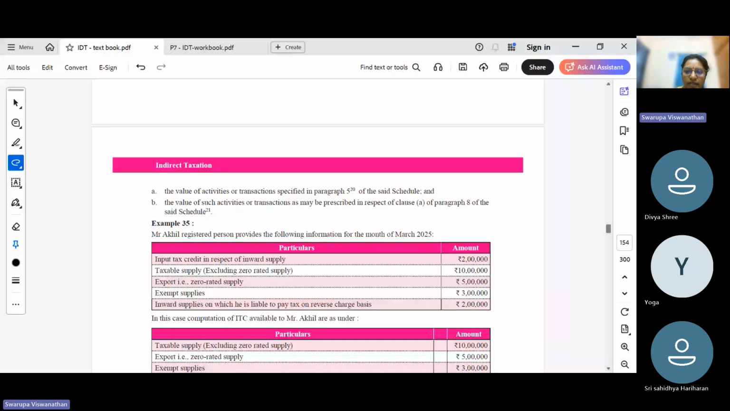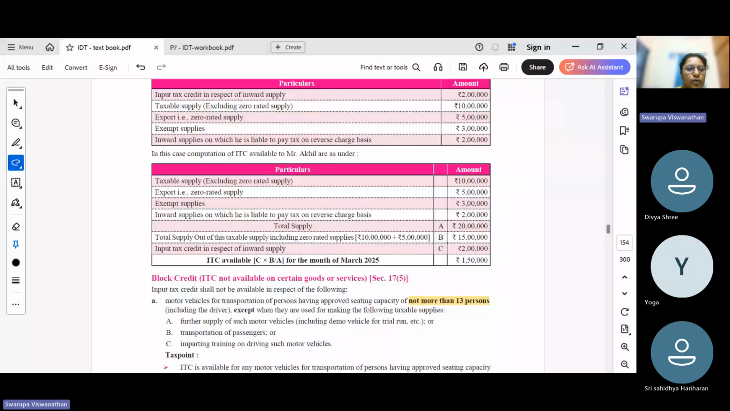So how is it to be calculated? We first take the total turnover. When taking total turnover, include taxable supply, export, exempt, and inward supplies liable for reverse charge. Inward supplies we don't add to our turnover anywhere except for calculation of credit reversal. When calculating the proportion of credit reversal, because for reverse charge also we can take credit, even though it is an inward supply, we are paying tax and taking credit, so that should also be added in the turnover. So this is the total value of supply, 20 lakhs.